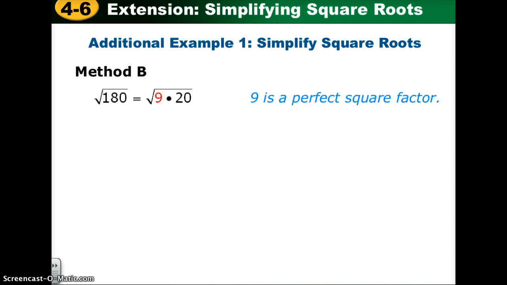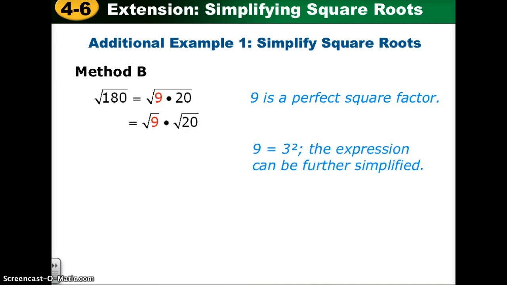Method B would be taking any perfect square you can think of. So we could do 9 times 20. We know the square root of 9 is 3, so we get 3 square roots of 20. However, this is not simplified because 20 can be broken down by another perfect square. So we need to continue working.